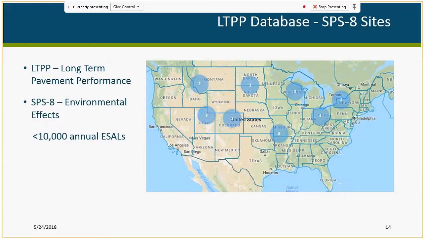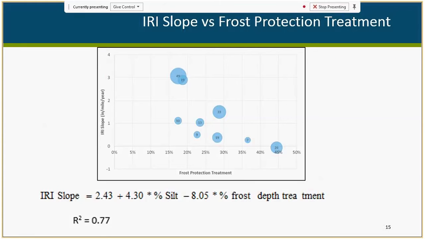Now, how much of this material do you need to replace? Well, Matt went and looked at the LTPP database. This is the Long-Term Pavement Performance database, where I think 2,500 sections have been tracked for like 30 years. He looked specifically at the SPS-8 sites, which are just the environmental sites. These are sites that have less than 10,000 ESALs on them. And from looking at the SPS-8 sites, he was able to draw a correlation, a relationship.